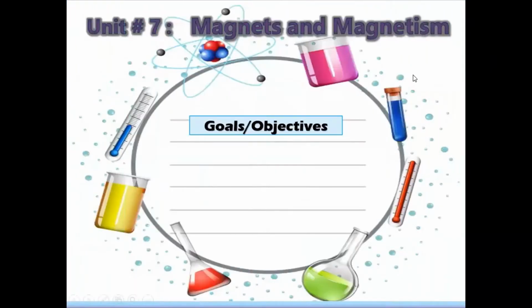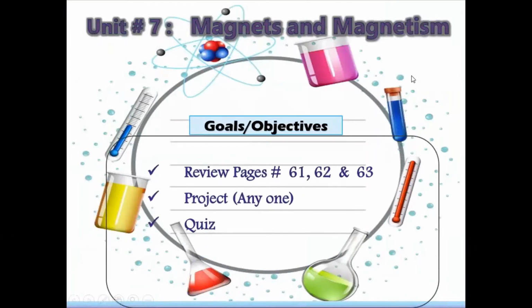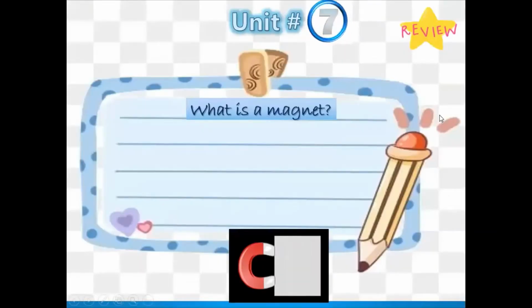This is the continuation of unit number 7, Magnets and Magnetism. Today our objectives are, first of all, we'll review book pages 61, 62, and 63. Today we'll discuss the project. I'm sharing 3 of the projects with you. We'll discuss all 5 activities during the class and online also, so you can choose that one also. Here I'm sharing 3 of them. After that there is a quiz, so let's start it, students.